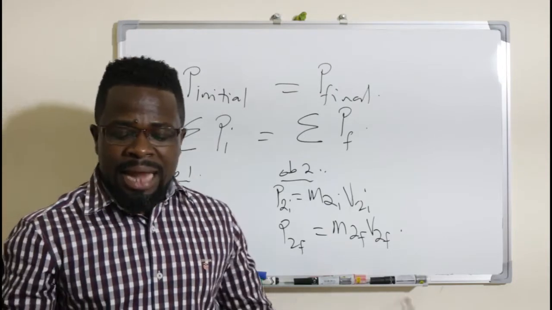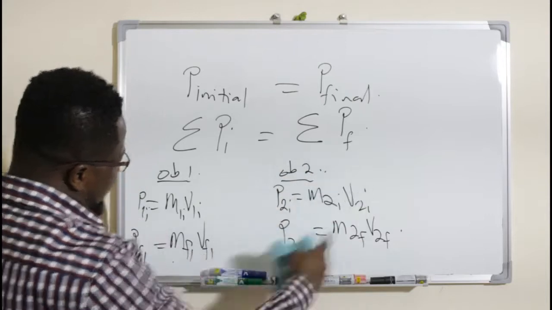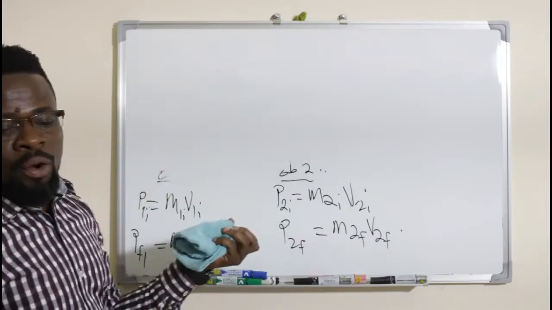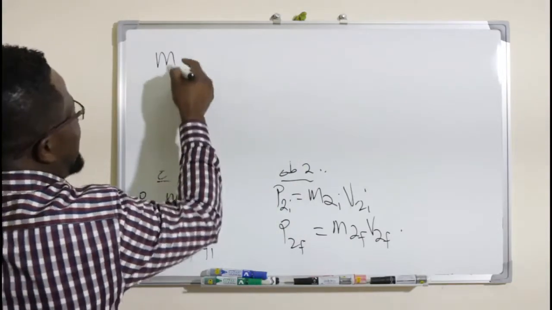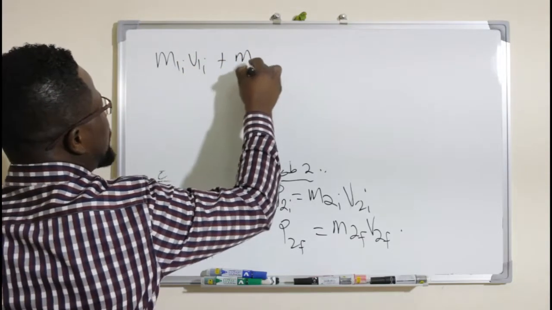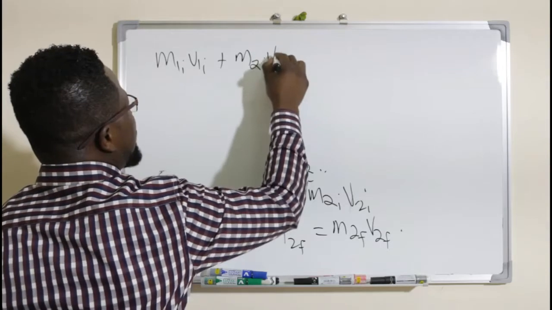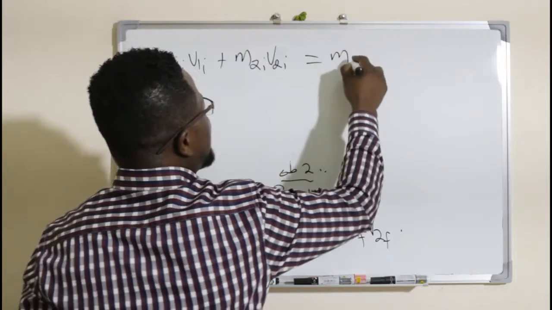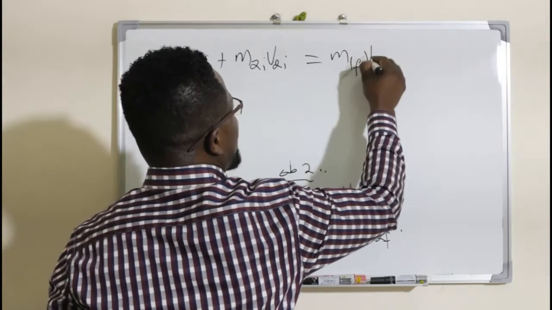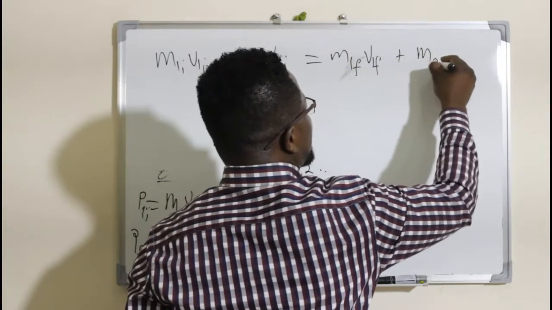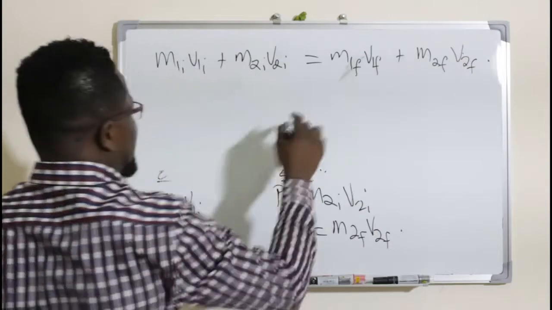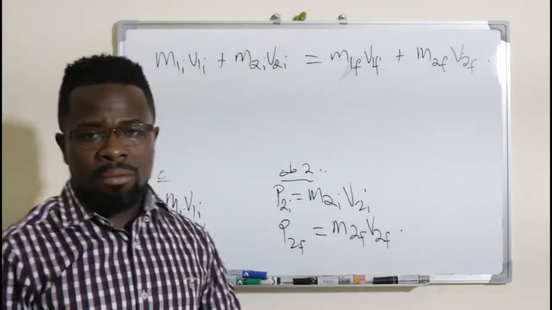So in other words, let me write this together as I have stated it. We are simply saying that M1I V1I plus M2I multiplied by V2I is equal to M1 final V1 final plus M2 final multiplied by V2 final. And that is the law of conservation of momentum.